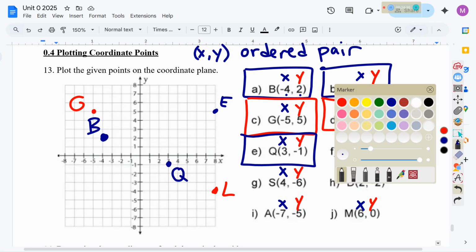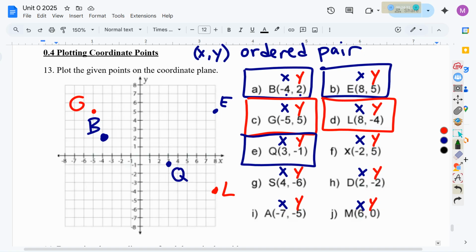Here we go. I'm going to switch to green, and let's put all these points in green. So we'll start with this one. Again, I'm starting in the middle, and I go left to -2. And do I go up or down? Go up to 5. So let's go put that -2, 5. We call that X. I guess I could go a little faster maybe. So S is 4, 6. I'm going to go to 4 and then down 6. And we'll call that S.